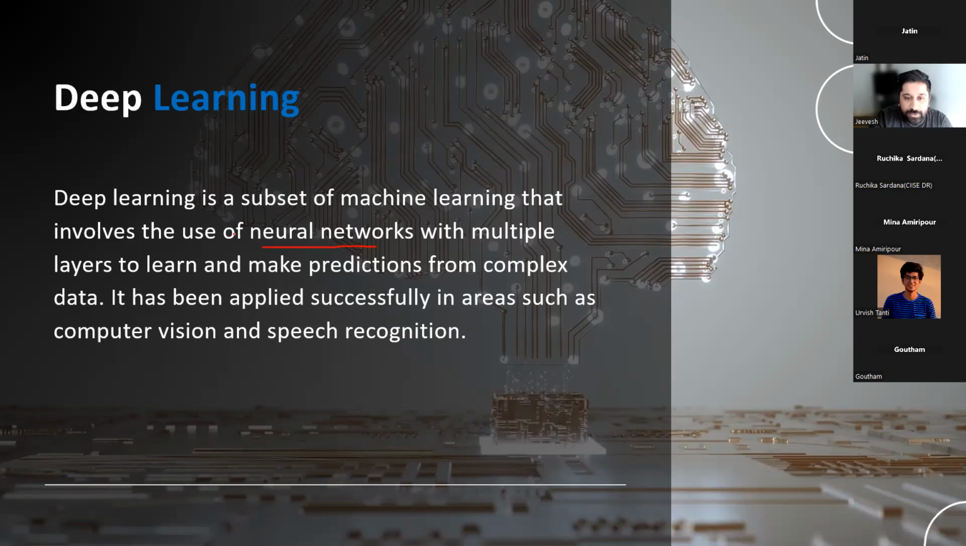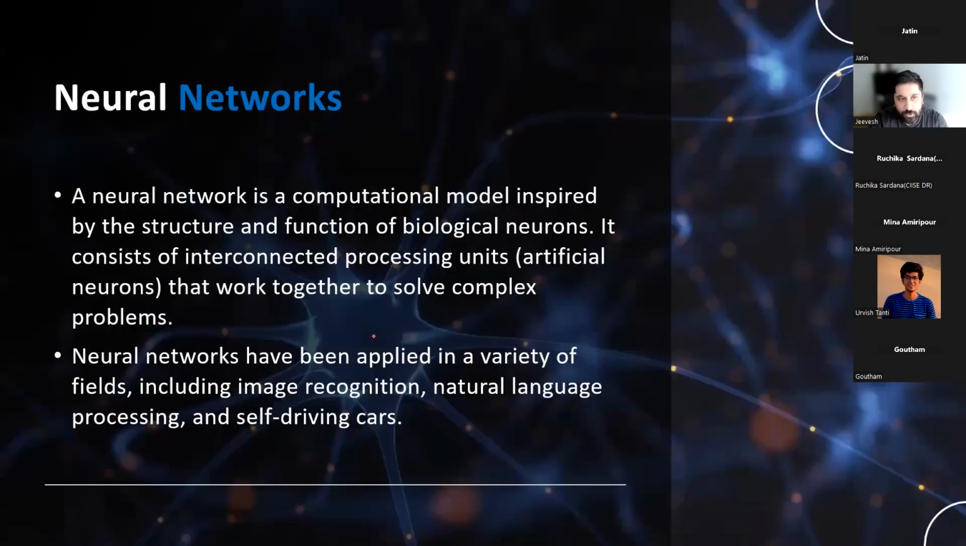So in simple words, deep learning is just a subset of ML, which uses neural networks. Now the next question is, what is a neural network? A neural network is a computational model inspired by the structure and function of biological neurons. It consists of interconnected processing units, artificial neurons, that work together to solve complex problems. Neural networks have been applied in a variety of fields, including image recognition, natural language processing, and self-driving cars.